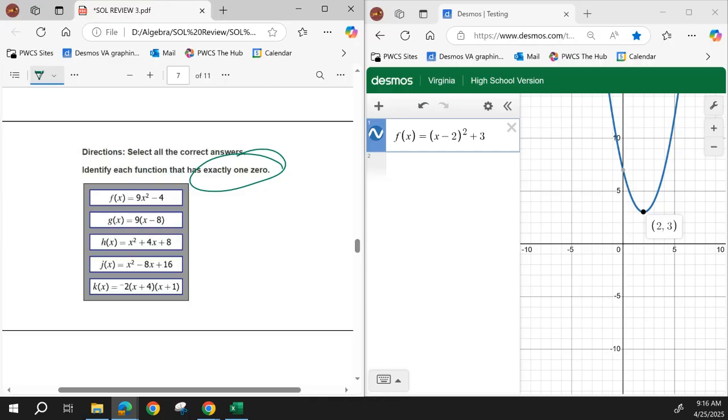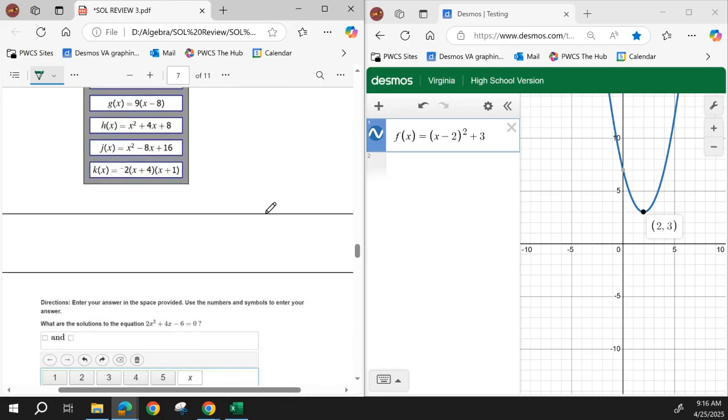So much like we did in a previous lesson, you could graph them all and figure out which ones cross the x-axis once. If it crosses twice, that doesn't count. If it doesn't cross at all, that doesn't count. So like this one has no zeros because it doesn't cross the x-axis. So you should try this one on your own, and you can check your answer and ask for help if you need it.